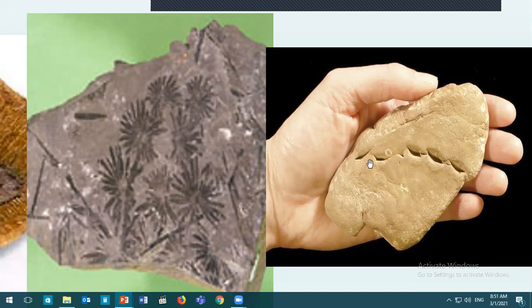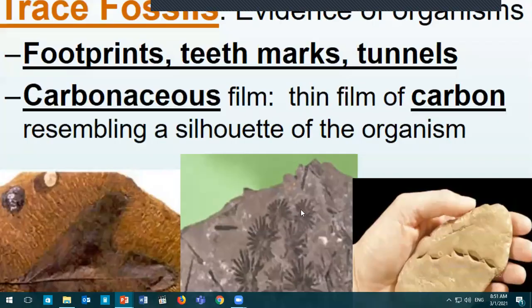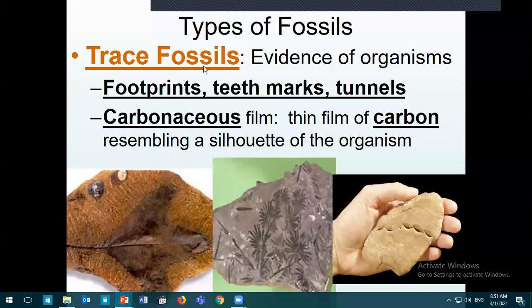And here you have teeth marks. Can you see them? So maybe this was a piece of meat or something and it hardened with time, became rock, and left all the teeth marks inside. So again, trace fossils, trace are evidence. They are not real parts of the organism, like footprints, teeth marks, tunnels.